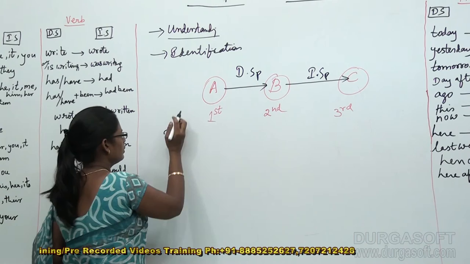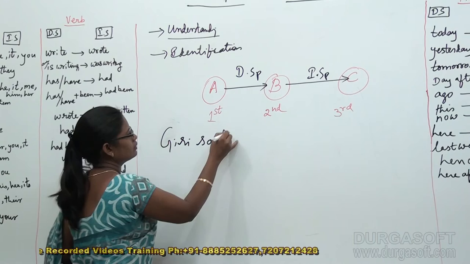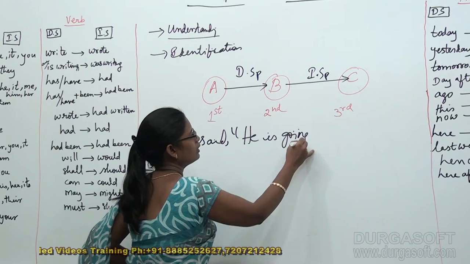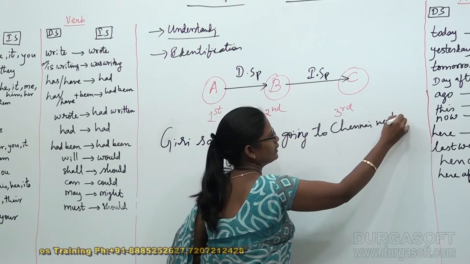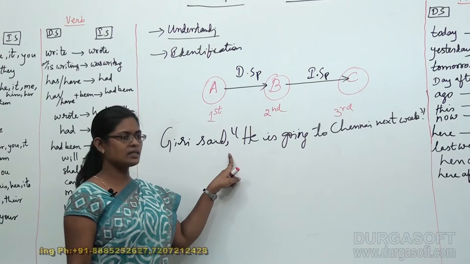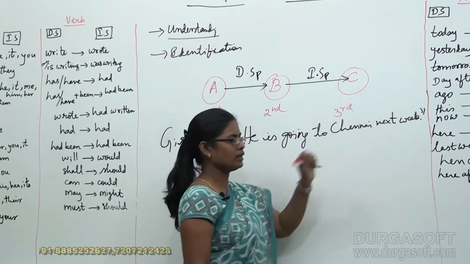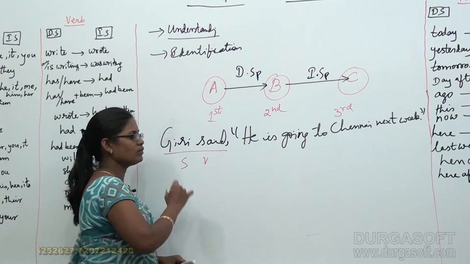Giri said he is going to Chennai next week. Okay? Giri said he is going to Chennai next week. Of course, this began with a subject and followed by a verb.